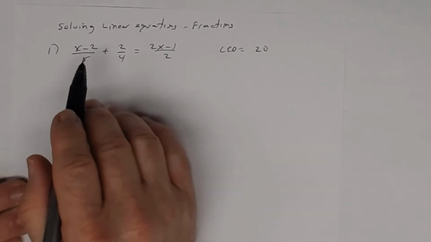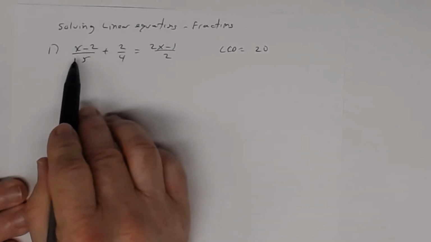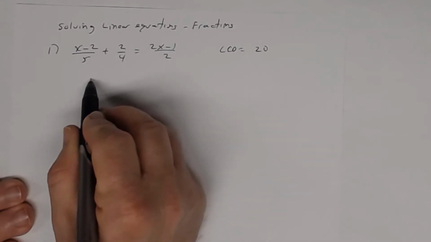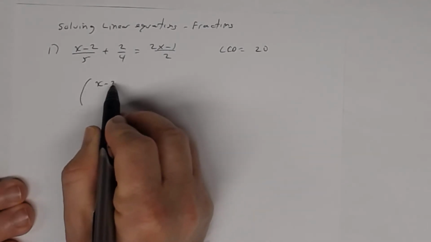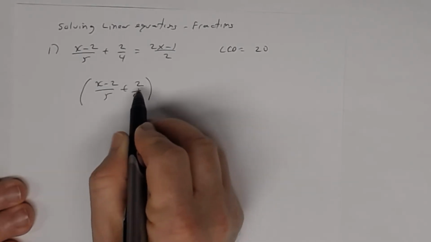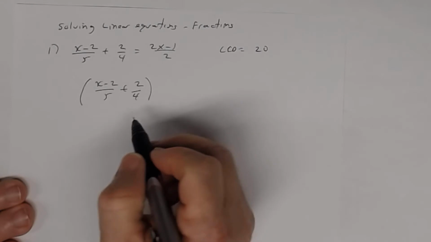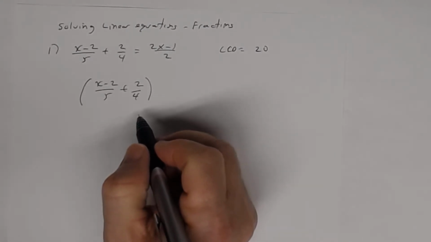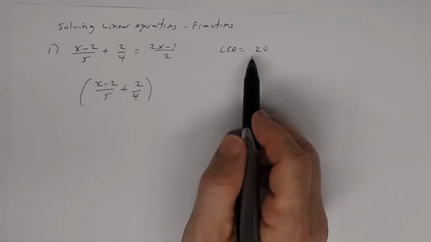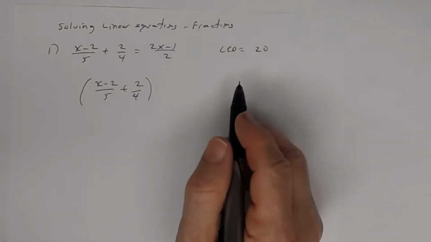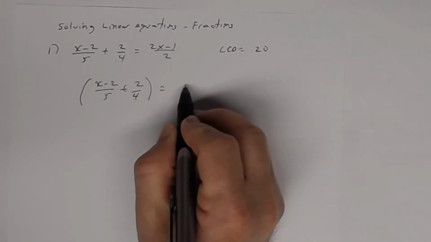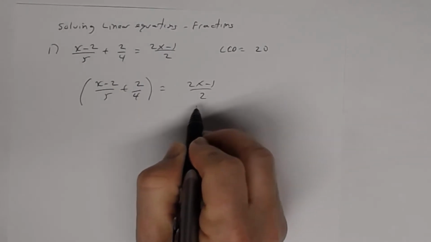All right, so notice, though, that I have two fractions on this side. So I'm going to put that in parentheses. So basically, I'm going to say x minus 2 divided by 5 plus 2/4. And by the way, 2/4 you could have reduced. That would have been what, 1/2? So you could have written it as 1/2, which would have made the least common denominator 10 in that case. Equal, but I'm going to leave it as what you see. Equal, and then 2x minus 1 divided by 2.